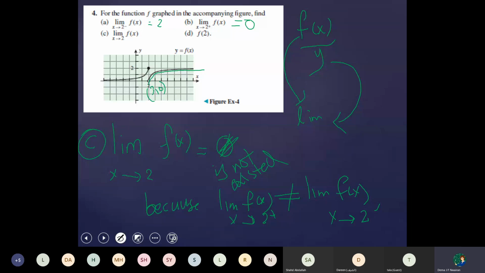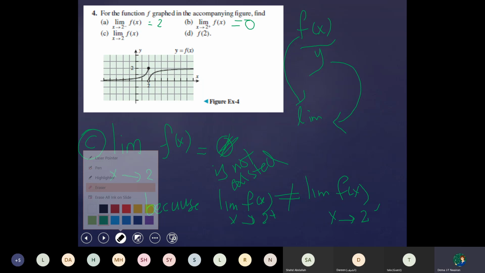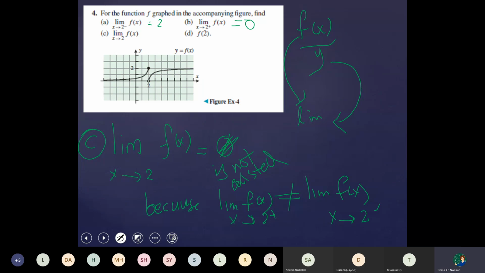Now the last one, f of 2. What is f of 2 here? I will look at 2 and draw a line. I will search for a colored point. So f of 2 on the y-axis here. What is the value? Equal to 2. Yes, thank you.